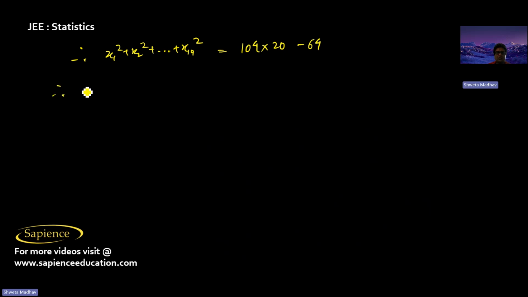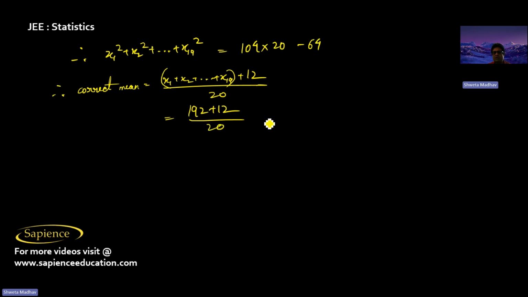Now therefore the correct mean will be equal to x1 plus x2 plus dot dot plus x19 plus 12 divided by 20. So x1 to x19, the sum is actually 192. 192 plus 12 by 20, so that is 204 divided by 20. So this is 10.2.